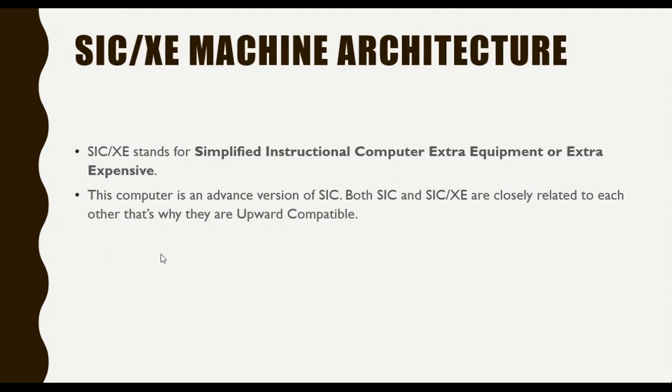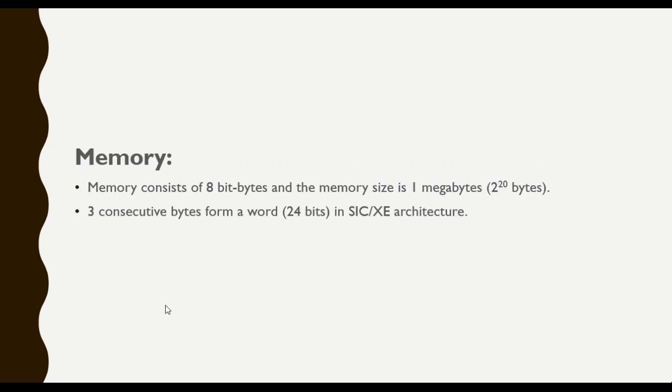So the next one is the SIC XC machine architecture. This is the extended version. Here XC stands for extra equipment or extra expensive. So along with the SIC features, it has some additional features. Whatever object codes are generated using SIC can be executed on SIC XC machines also.